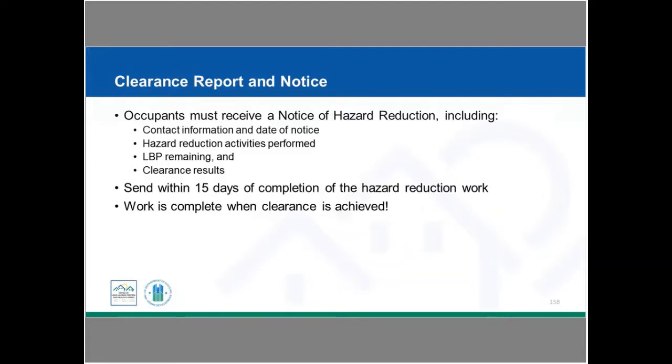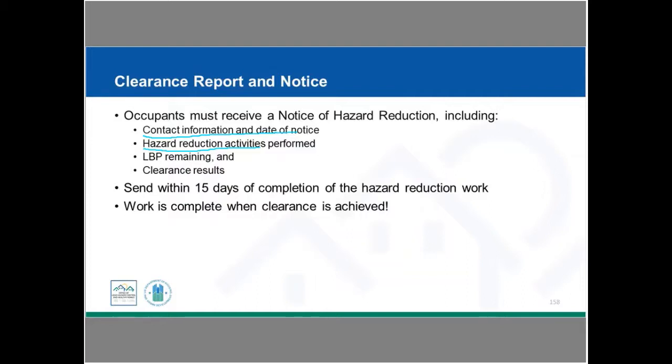So consistent with what we've been talking about throughout this process, we're always going to provide notification and documentation for occupants, and also in our files, we're going to maintain this. We're going to make sure that the occupant is receiving that notice of hazard reduction. There's a standard notice that includes contact information and the date of that notice. It's going to list out and identify what those hazard reduction activities were, and then it will show what the results were, including those clearance results.